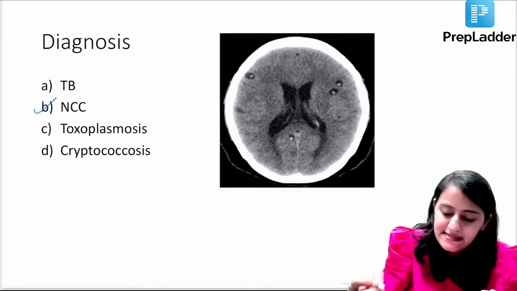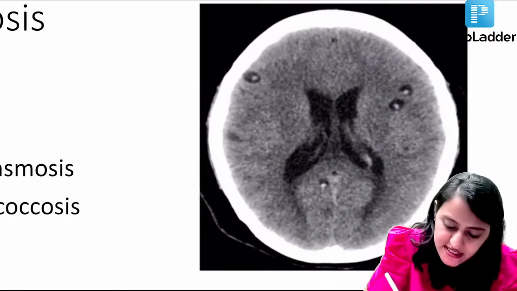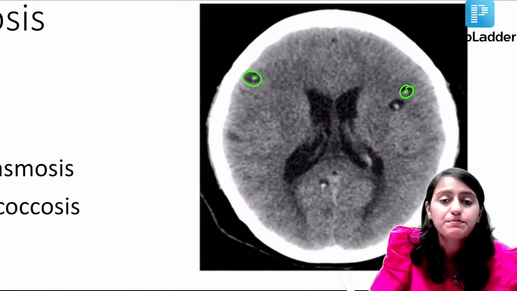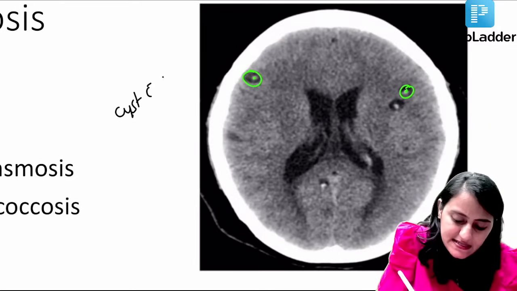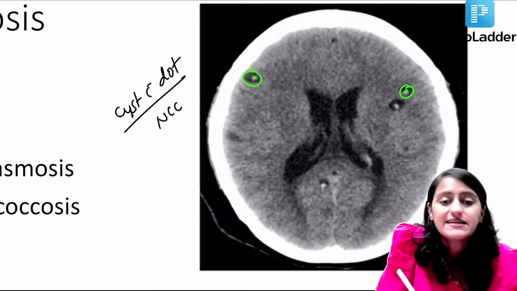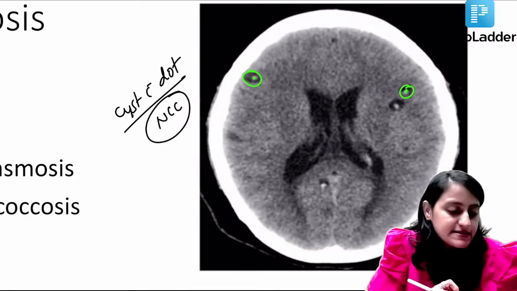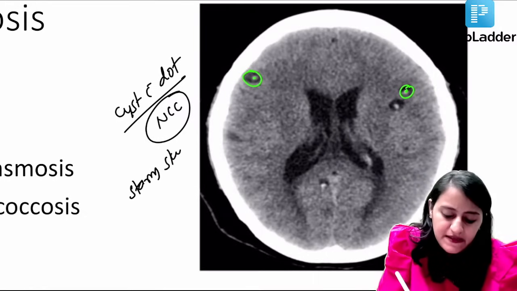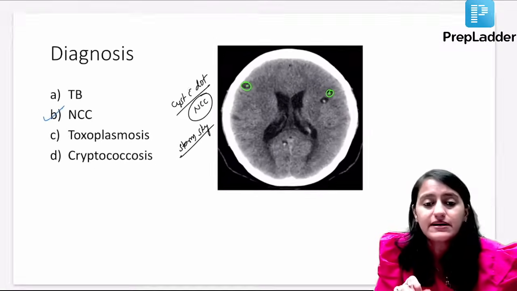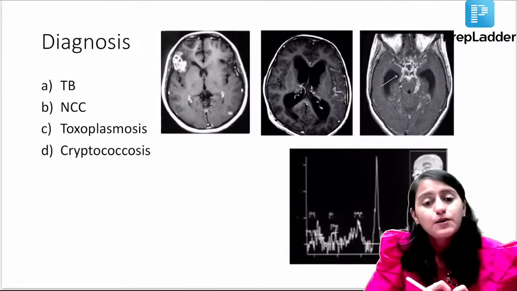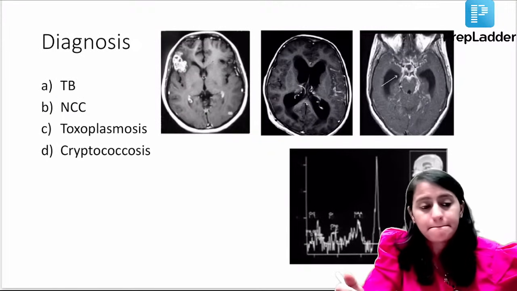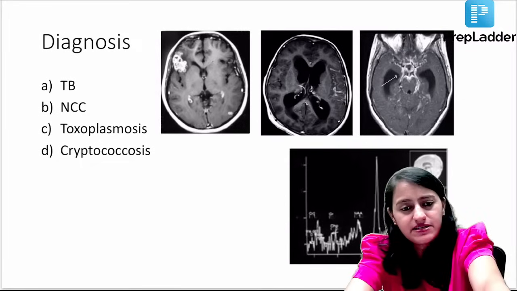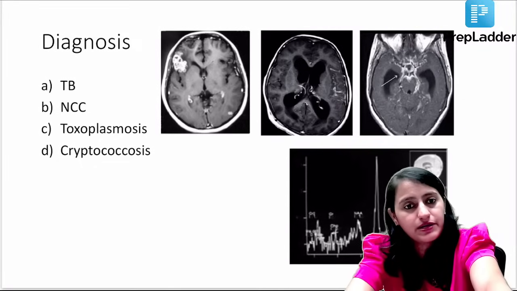Right, this is NCC because you can see a neurocyst with a scolex inside. Cyst with dot appearance. It is NCC. In the late stages, it will get calcified and it will give the starry sky appearance. What is this one here? Same, NCC, Taenia solium, starry sky. You say it when it is calcified.